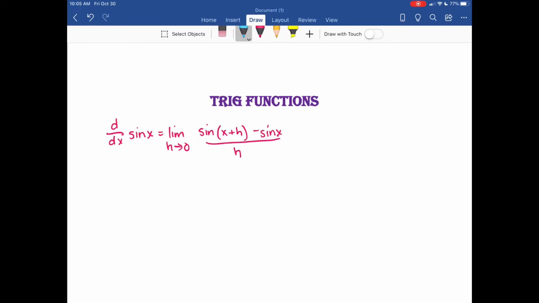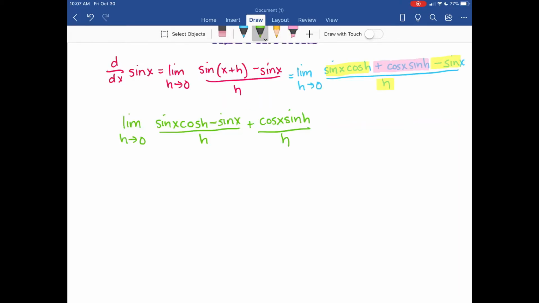So if we used our sum identity for sine, we would get this. Now, because we can, we're going to separate these fractions into two fractions. We're combining these two terms and putting it over h, and this term will be by itself. So we've got this. Now, you'll notice for this one, I can factor out a sine of x from the first fraction. So it looks like this.